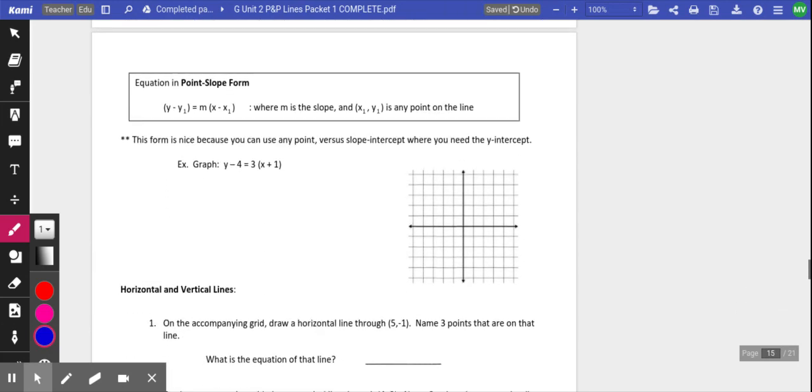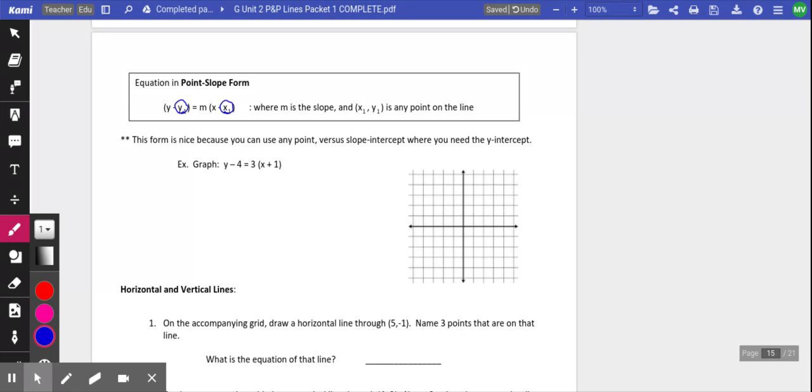So now there's the equation of the point-slope form, which is y minus y1 equals m times x minus x1, where m is the slope and (x1, y1) are any point. So these are the coordinates of the point. The other x and y are there because I always need an equation with x and y. This form is nice because you can use any point versus just the y-intercept.